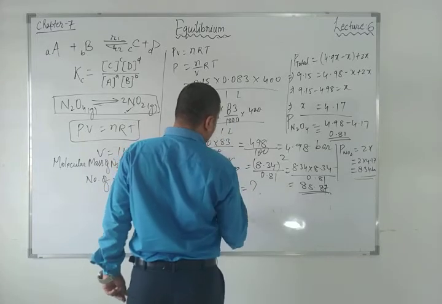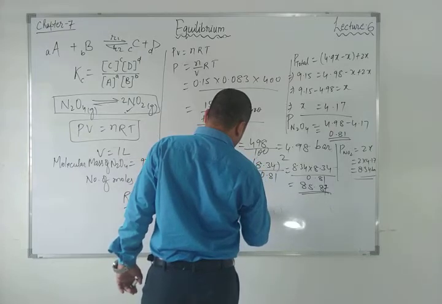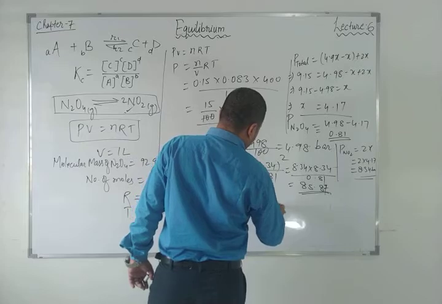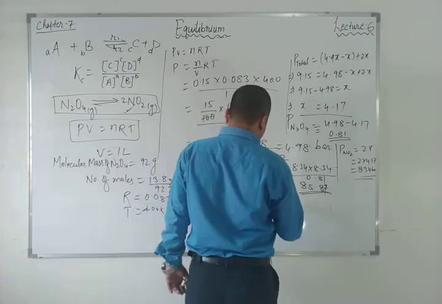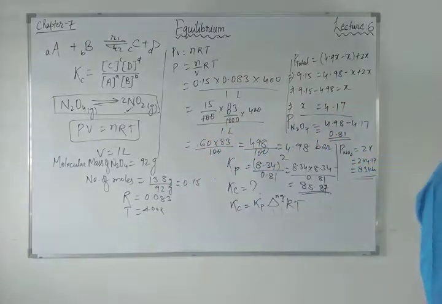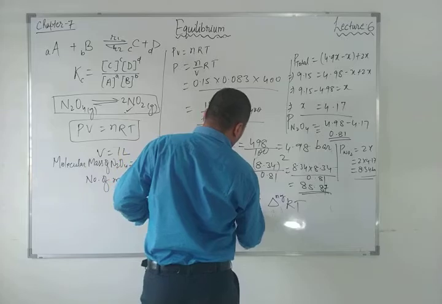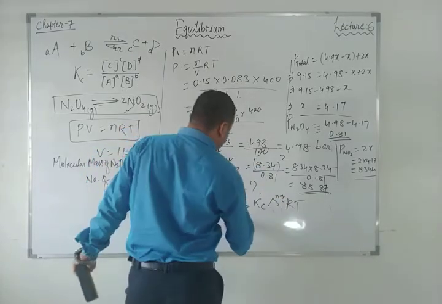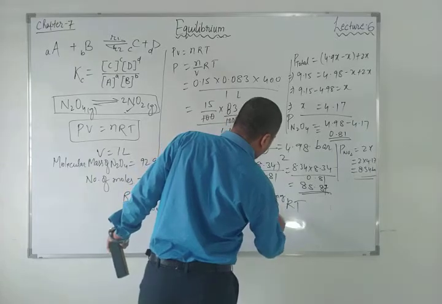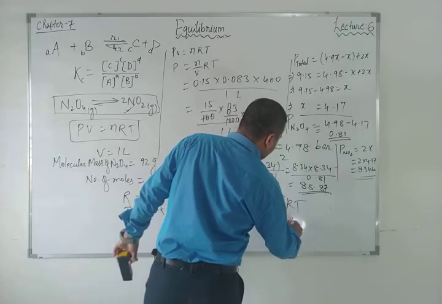Can you tell me what is the relation between Kc and Kp? Kp is equal to Kc (RT) to the power delta Ng. Kc is equal to Kp into RT delta Ng, can we write this? No. We can write Kp is equal to Kc (RT) to the power delta Ng, so Kc is equal to Kp upon (RT) to the power delta Ng.